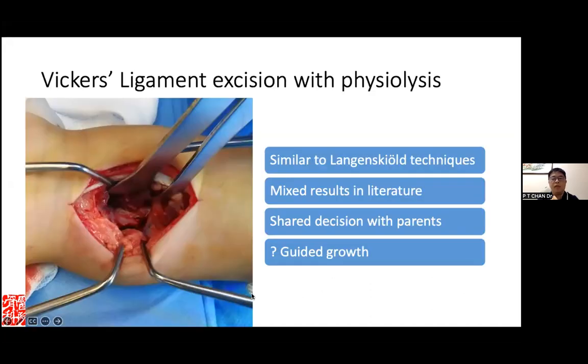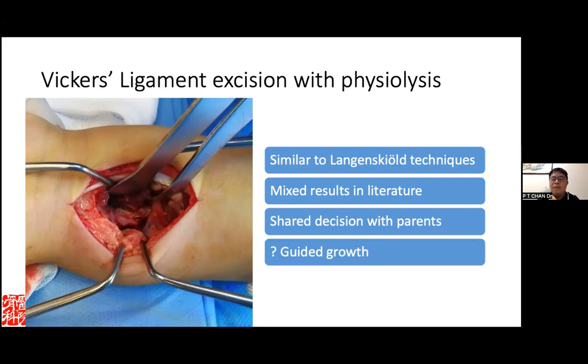From the literature, some authors advise Vickers ligament excision and also physiolysis and interposition. But I'm not quite sure about the results, because I found some mixed results in the literature. So I must admit that it should be a shared decision with the parents, explaining to them the current state of the literature.